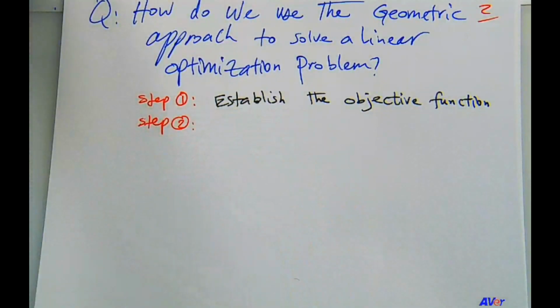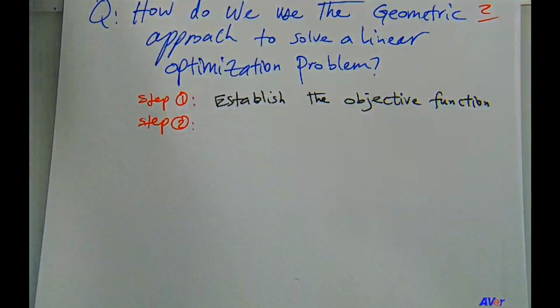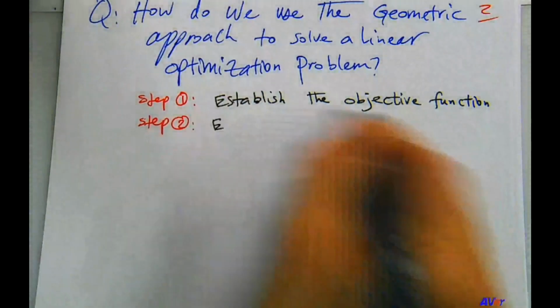Step two is establish the constraint inequalities. So constraint inequalities come after this step, establishing the objective function.